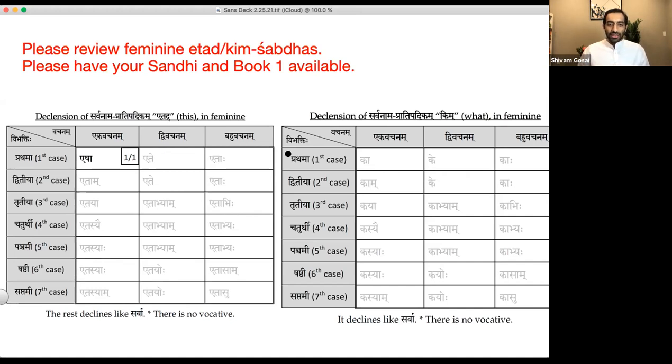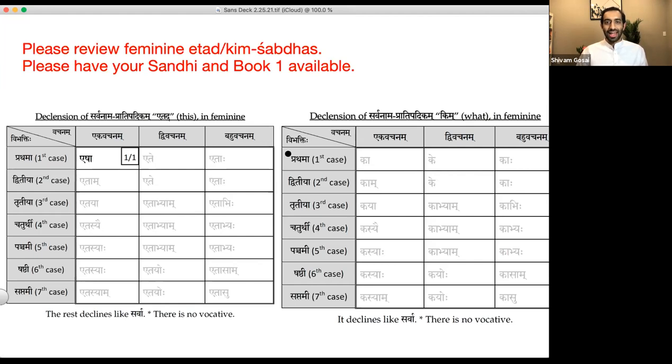So etad is similar to sarva, right? Except for 1-1, esha, just like sa. Just like nadī-śabdha. And kim is just like sarva as well. So we can chant etad together.